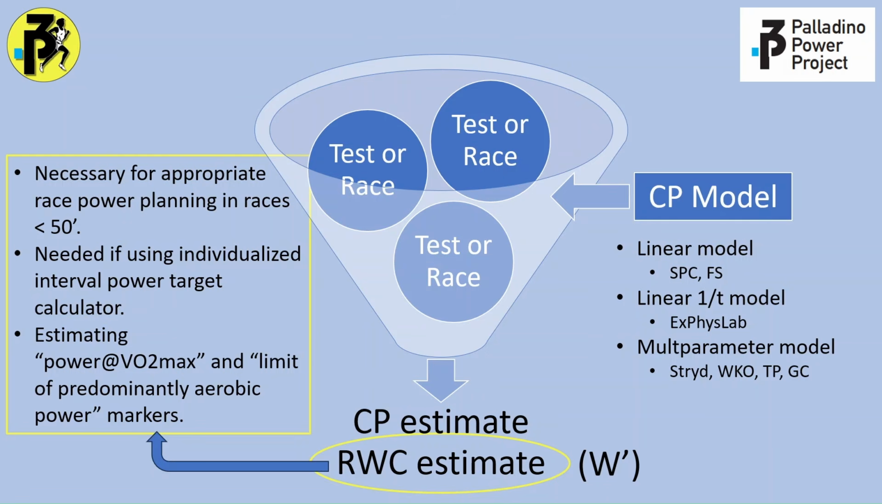And that gives you those markers so you can individualize your descriptive zones. One person's power at VO2 max is going to be different from the next person's. And so rather than just arbitrarily saying it's 112% of CP, you can individualize that with CP and reserve work capacity. So these are the reasons why reserve work capacity is important.